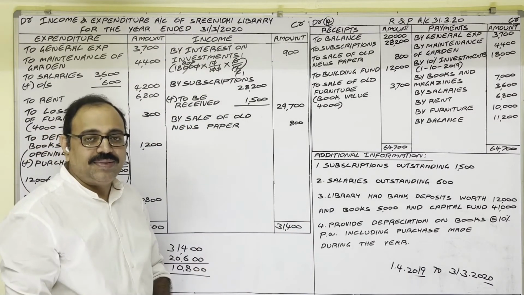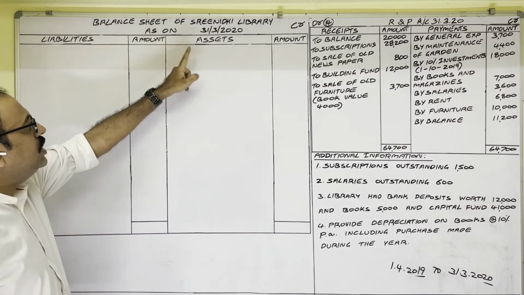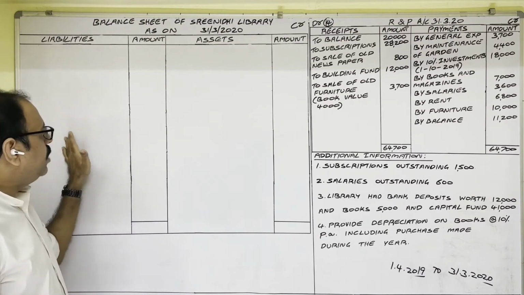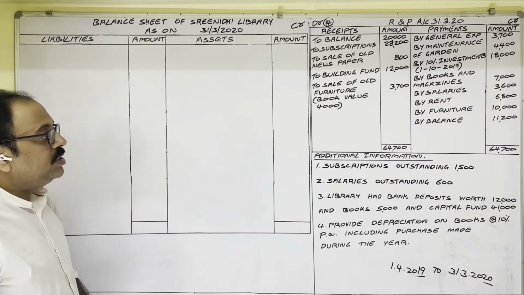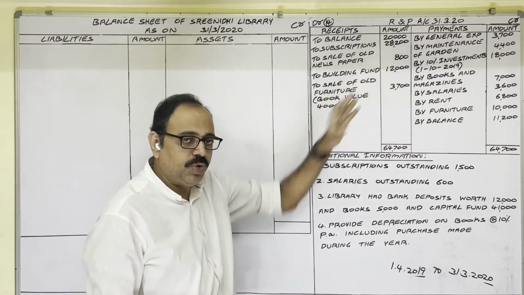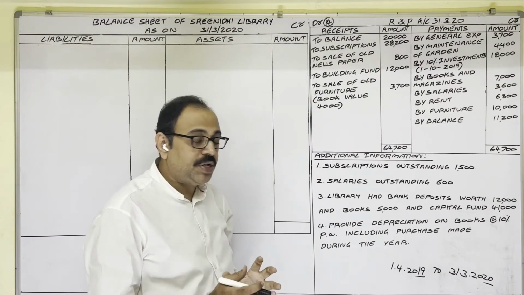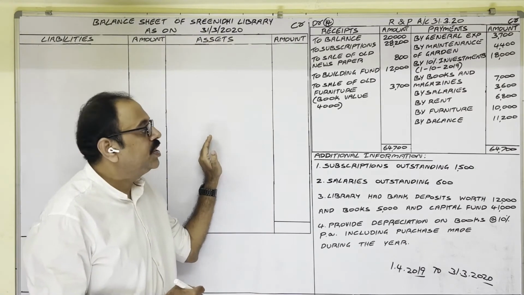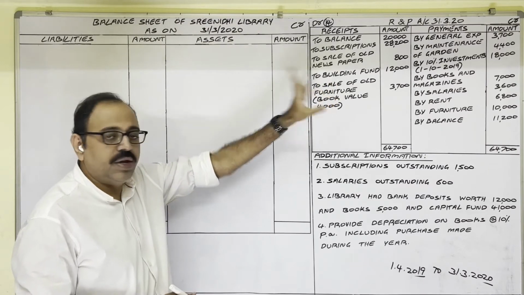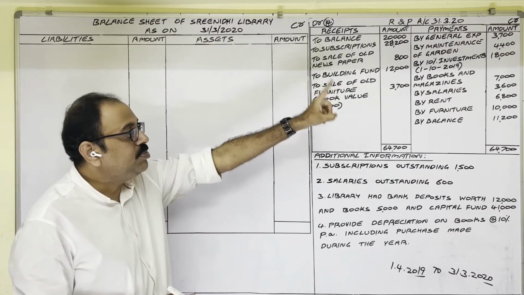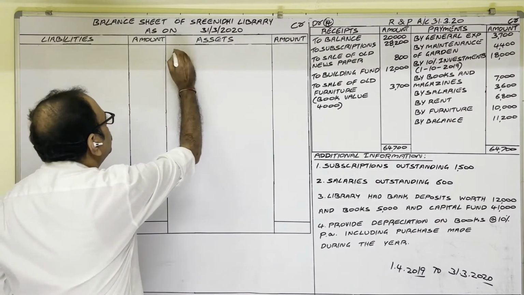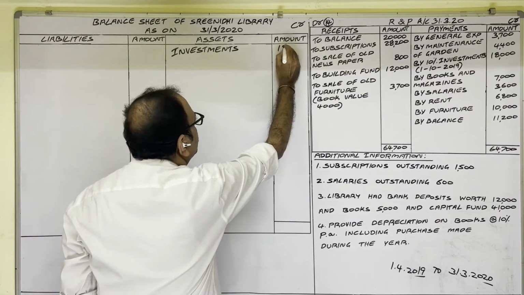Next, the balance sheet. Heading is Balance Sheet of Srinidhi Library as on 31st March 2020. Liabilities amount, assets amount. First, the payment side: both capital expenses and revenue expenses will be given, but only capital expenses we have to show under the asset side. General expenses, revenue expenditure. Maintenance of garden, revenue expenditure. Investments 18,000. This is an asset, no? Asset side, investments 18,000 rupees.